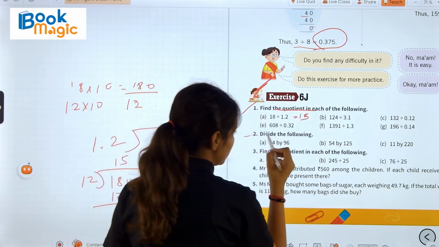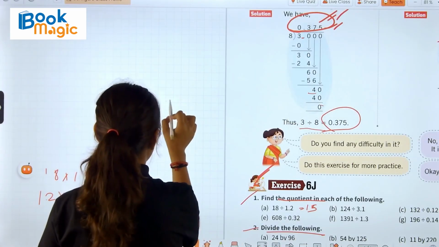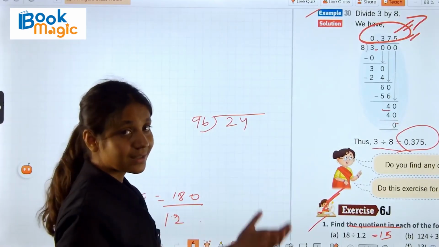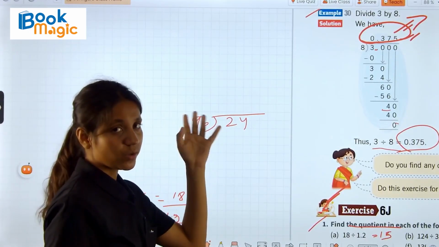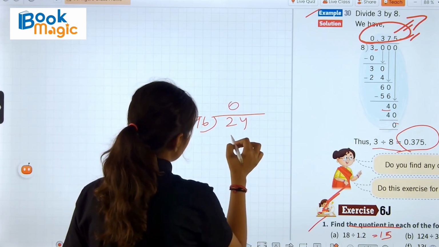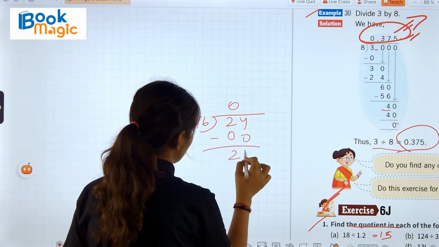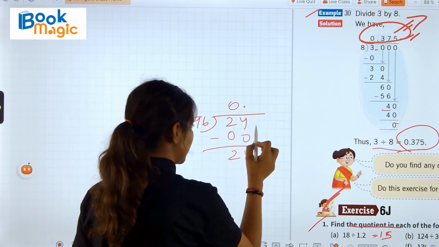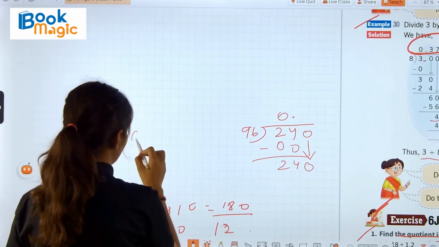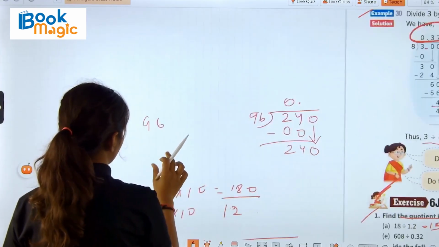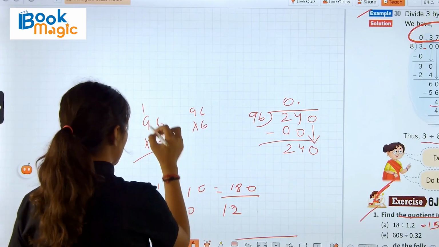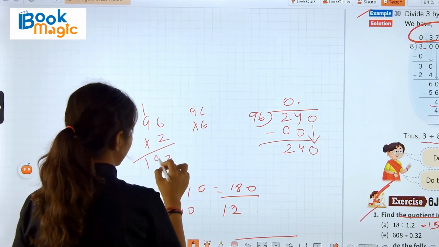Then we have question number 2. Divide the following 24 by 96. 24 by 96. Okay. As we know that this is much smaller than 96, so it is not directly possible. But to do this, we have to just write here 96 zeros are 0. After subtracting, we are getting 24. Now putting here a point and 0 here. Now bringing this 0 here. Now 96 into 2 and 96 into 3.